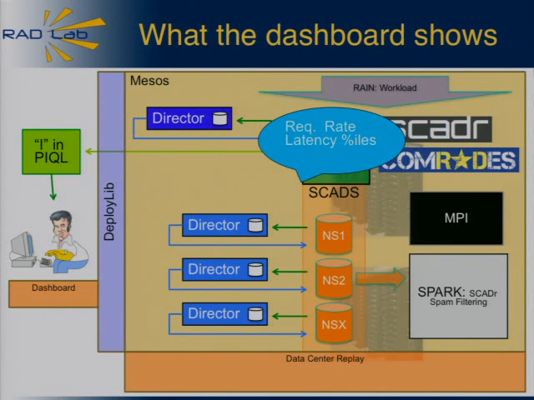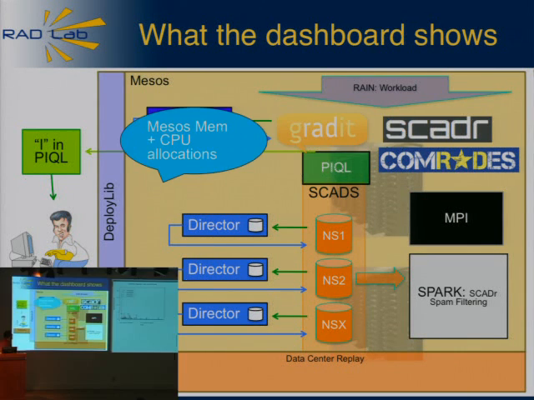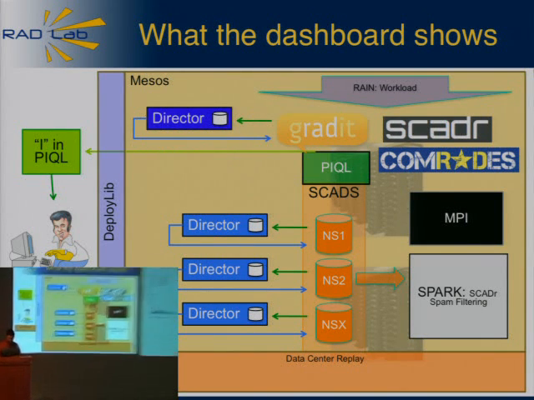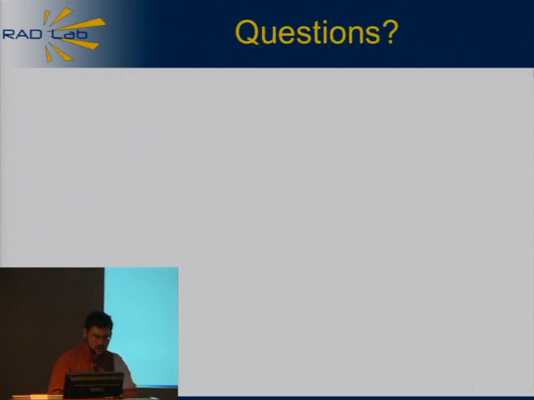It doesn't make sense to do latency percentiles separately for SCADS and for Pickle because each Pickle query just maps directly into SCADS. So we're showing you it higher up at the Pickle layer to give you a sense of end-to-end latency. And for Mesos, we're giving you the memory and CPU allocations for each of the frameworks. All right, questions?